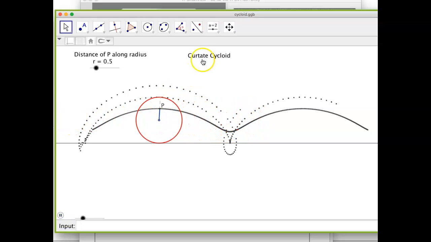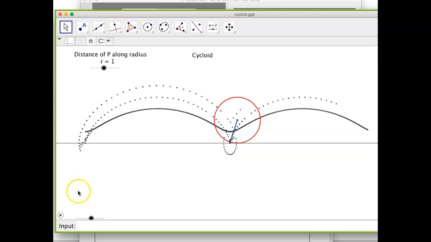So this is called a curtate cycloid, and the one where you're following a point along the radius but outside the circle is called a prolate cycloid, and then one that's just on the circle, when it's just the radius of the circle, you just have a cycloid, a regular old cycloid.